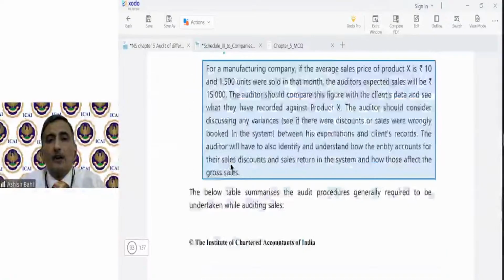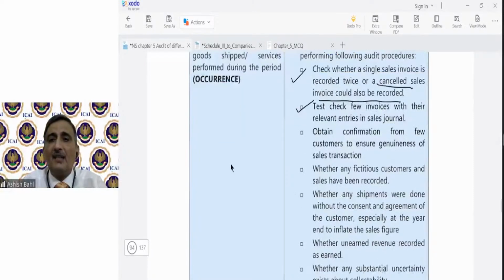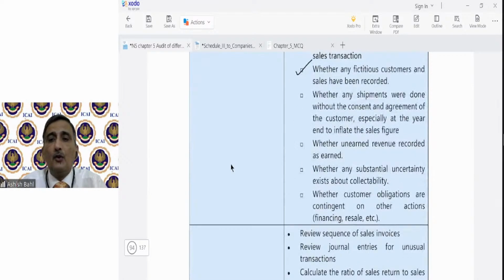So what are the procedures? What is there in your module? So to see whether some sale invoice is recorded twice or cancelled invoice is also recorded, so it should not be there. Test, check few invoices with their relevant entries in sale journal. So these are very general points. So we are not going to repeat it. So whether any fictitious customers have been recorded, so all the usual stuff.